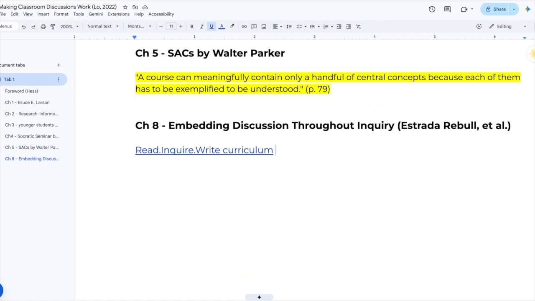Okay, actually to start, we are going to share a quick quote. So this is a great book, Making Classroom Discussions Work, edited by Jane C. Lowe. Chapter 5 is by Walter Parker. And here is a quote that I really enjoy. A course can meaningfully contain only a handful of central concepts because each of them has to be exemplified to be understood. And if you are familiar with my general unit arc, there are case studies, that is what I typically call them, that illuminate key concepts.